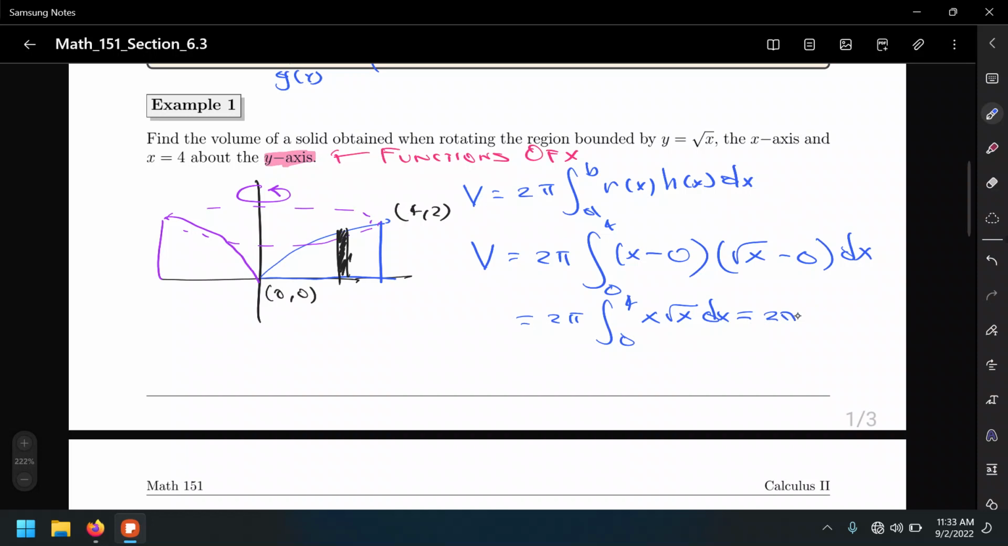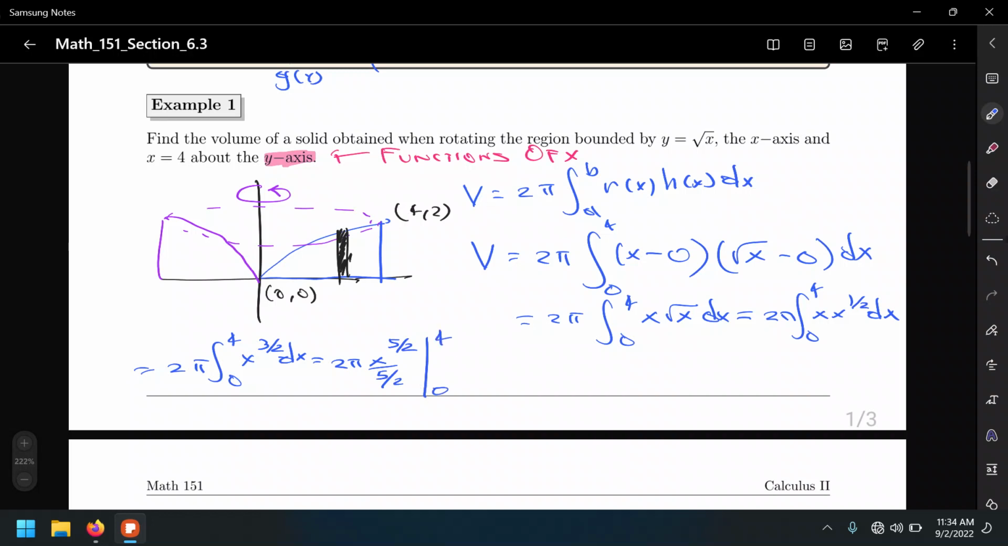So I'm going to rewrite this as 2 pi integral from 0 to 4, and that's x times x to the 1/2 with respect to x. Combine everything into a single term. Well, we have an invisible 1, which is we need to add the exponents. That's going to give us 3/2, right? 2 pi integral from 0 to 4 of x to the 3/2. And 2 pi the integral of x to the 3/2, that's adding 1 to the exponent. That's going to give us 5/2 over 5/2 evaluated from 0 to 4.